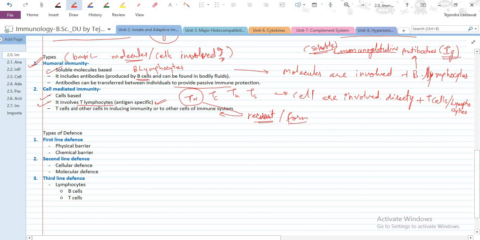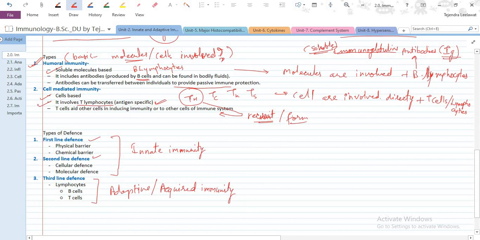Last is the types of defense, and what are the types of defense involved in immunity. As I told you in the above example, first line defense and second line defense, both are involved in the innate immunity, whereas the third line defense is the acquired or adaptive immunity.